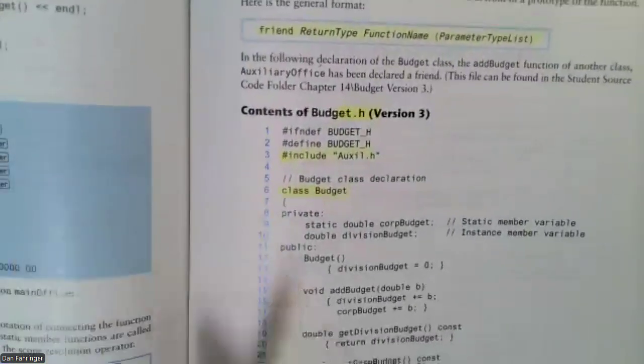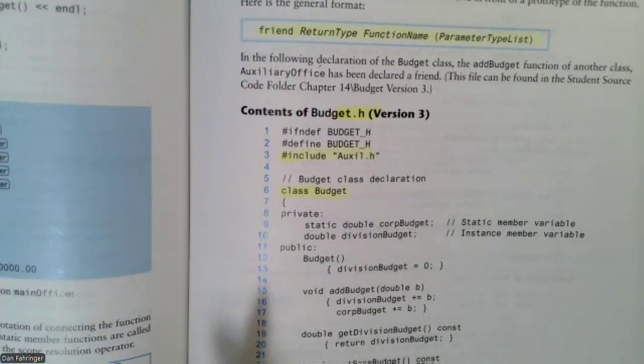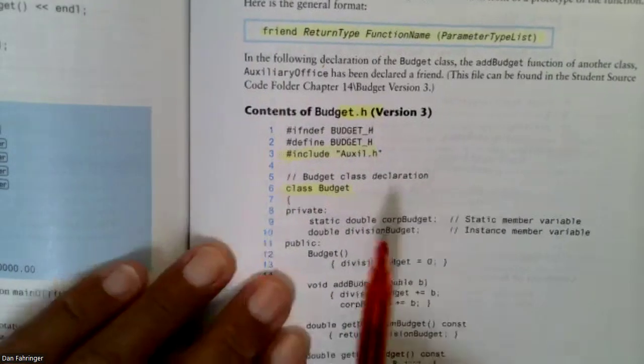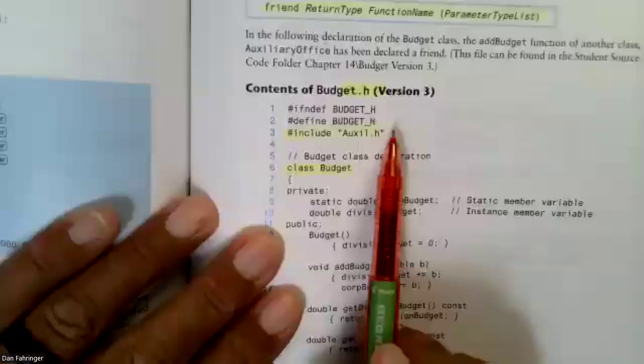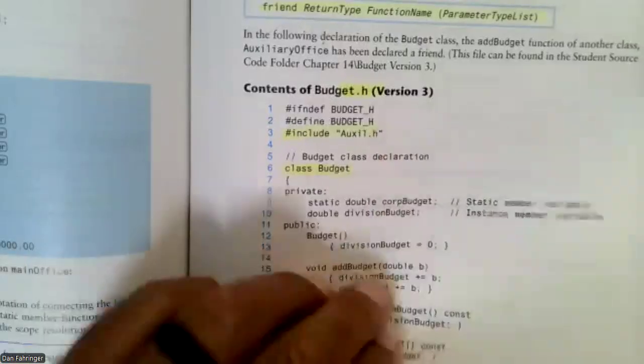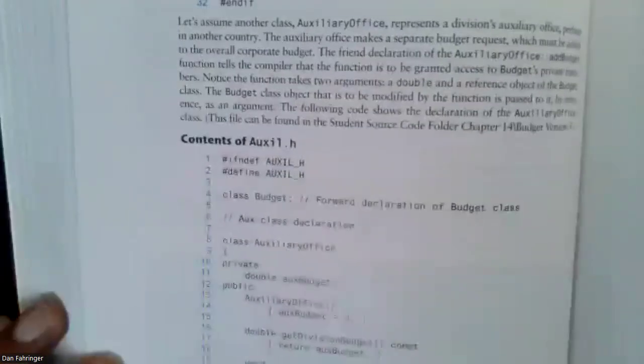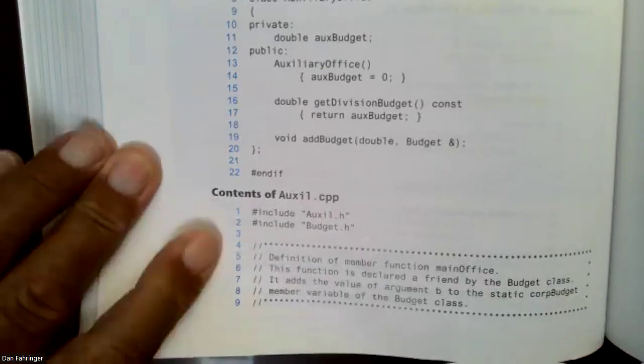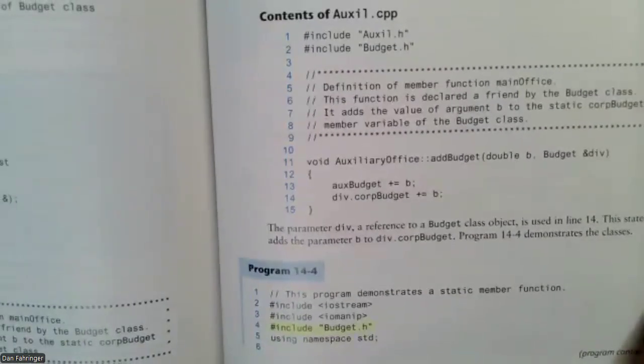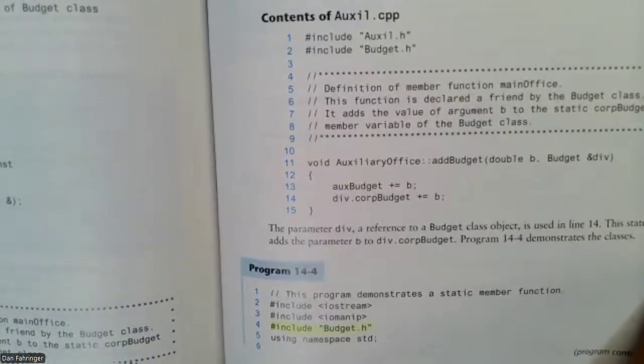All right. How about y'all go and load up what's going on here in D2L? Do you have budget.h version 3? Auxiliary.h, auxiliary.cpp, and I don't know why they have it in there twice, 14.4.